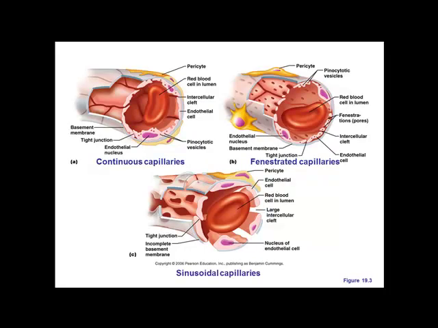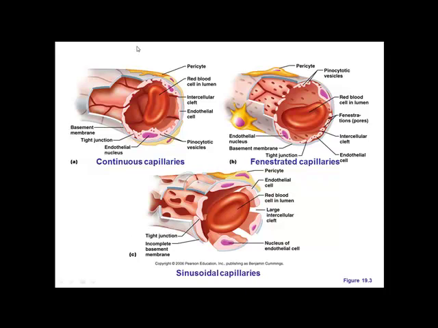Okay, with our capillaries, we're going to have different types of capillaries. The reason why we're going to have different types of capillaries is we're going to want different types of exchange going on, different types of fluid. Sometimes we're going to want to exchange fluid, sometimes we're going to want to exchange gases, sometimes we're going to want to filter fluid, sometimes we'll want large chunks to pass through with the fluid. So based on what we want, we have our different types of capillaries.